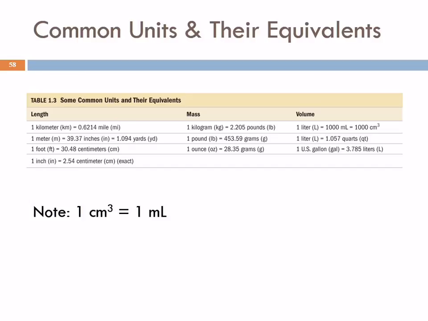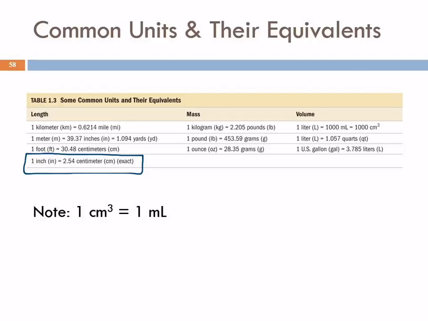These are some common units and their equivalents. Different conversion factors for length, for mass, and for volume. I am going to expect that you memorize the metric prefixes and can do any metric conversions without being given conversion factors. There's one on here that is not a metric factor that I do want you to memorize, and that's this one. The relationship between inches and centimeters. 1 inch is exactly 2.54 centimeters.